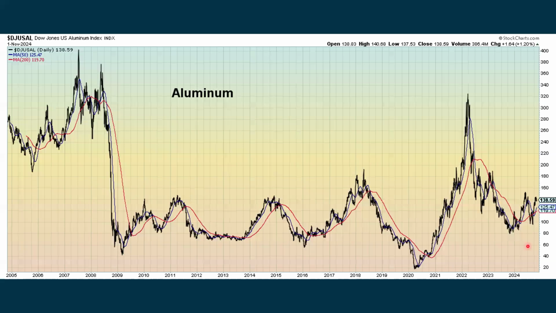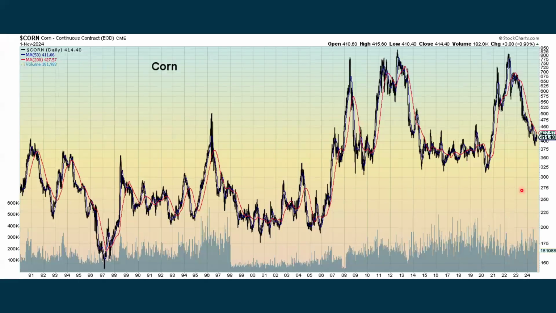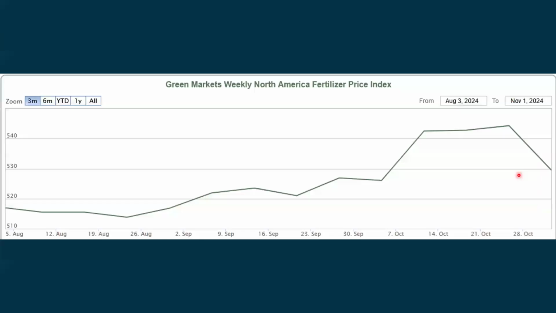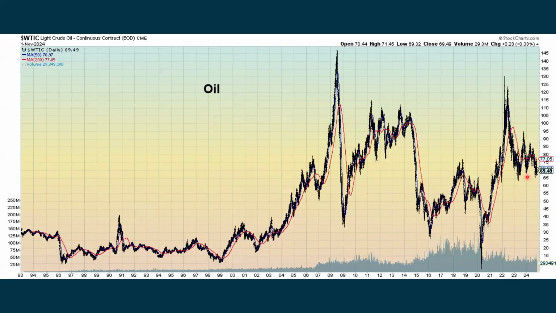With aluminum being in an uptrend, corn is in a downtrend. Wheat has been chopping around, but still in a downtrend. And we keep an eye on fertilizer, where it had been going up, but lately we've seen it coming back down slightly.